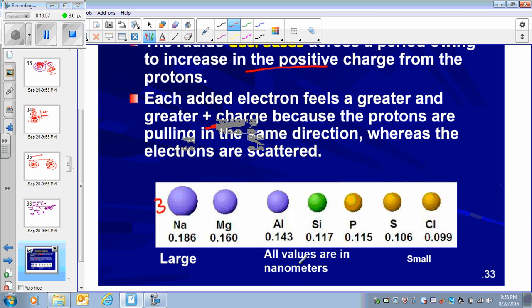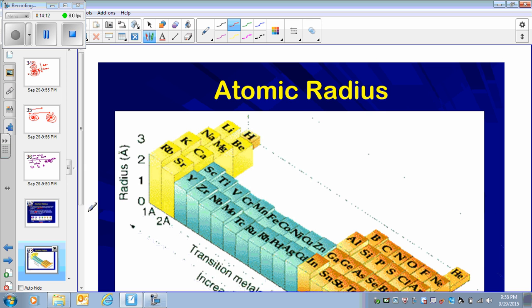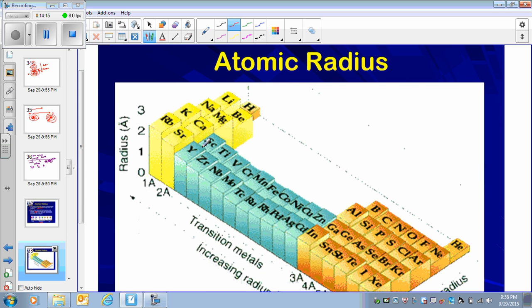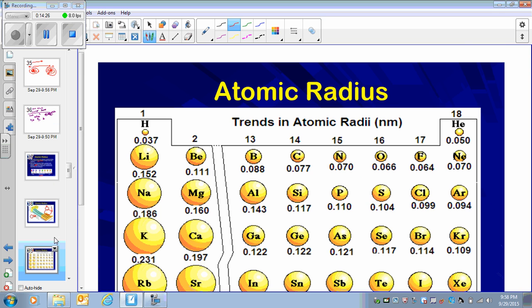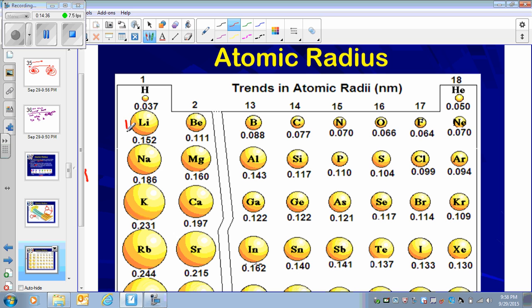These values are in nanometers. This one is 0.186 nanometer and this one is 0.099 nanometer. So you will see how much of a difference it creates. You need to know, in general, the trend of the atomic radius: atomic size gets bigger going down and gets smaller going across. We call it a snowman effect. Going down, it gets bigger, and going across, it gets smaller. Here is another picture of it on a bigger scale. You will see that as you go down, it's getting bigger, and as you go across, it's getting smaller.